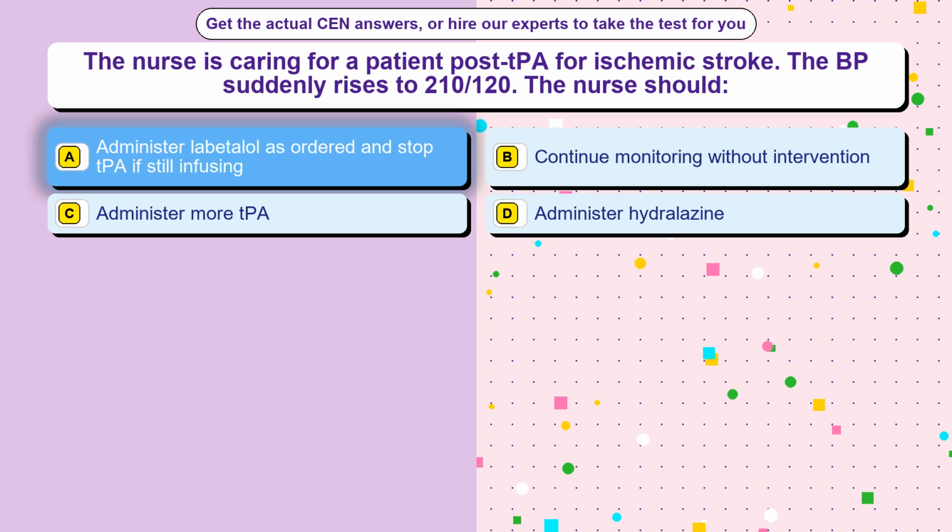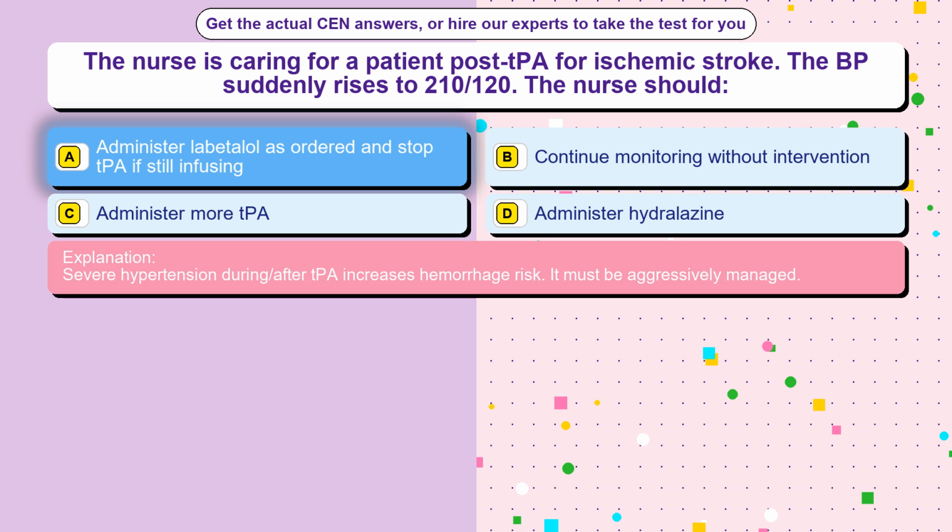The correct answer is option A. Administer labetalol as ordered and stop TPA if still infusing. Severe hypertension during or after TPA increases hemorrhage risk. It must be aggressively managed.